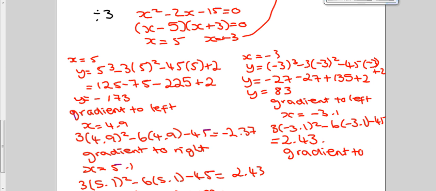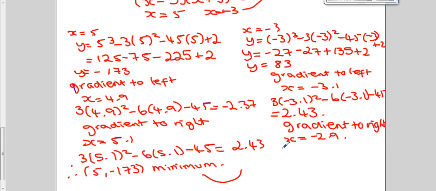And now we need to test the gradient to the right, which is given by x equals minus 2.9. So we'll do 3 lots of minus 2.9 squared minus 6 lots of minus 2.9 minus 45, which comes out as minus 2.37. So here we have a positive gradient going into a negative one. So at this point we have a maximum.